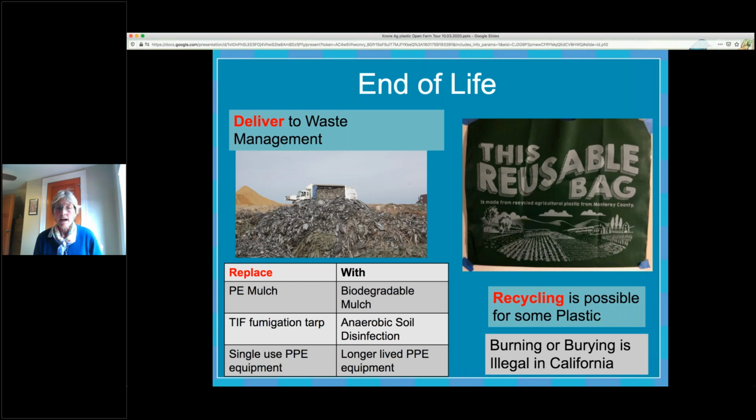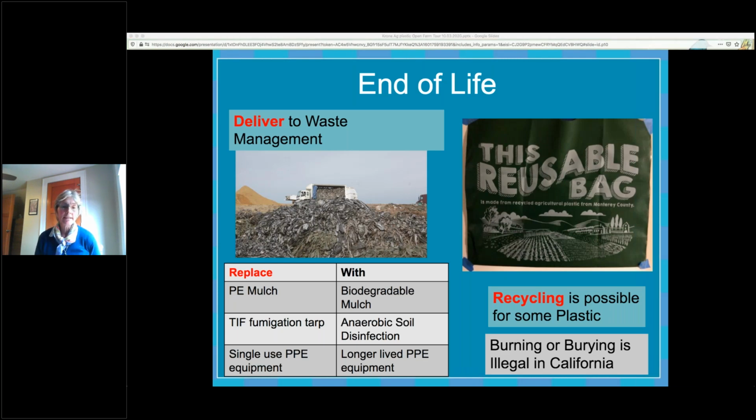Instead, there are some drip irrigation tubing companies that guarantee recycling of their product. So it's possible to look for those companies and to purchase drip irrigation tubing from those companies and plan in advance before you purchase that tape. Plan to recycle it, plan that reuse. Burning and burying is illegal in California. It is legal in some other states, but not in California.